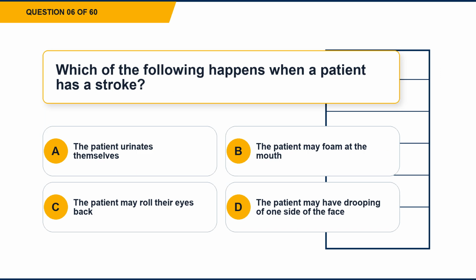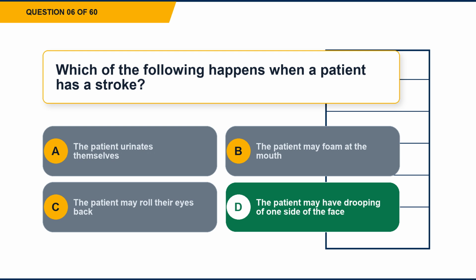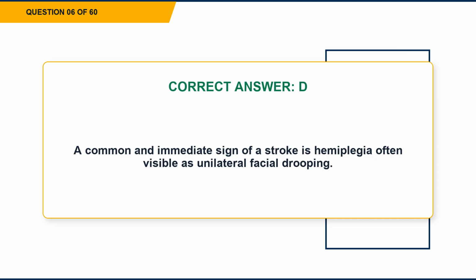Question 6. Which of the following happens when a patient has a stroke? Option A, the patient urinates themselves. Option B, the patient may foam at the mouth. Option C, the patient may roll their eyes back. Option D, the patient may have drooping of one side of the face. The correct answer is option D, the patient may have drooping of one side of the face. Explanation. A common and immediate sign of a stroke is hemiplegia, often visible as unilateral facial drooping.